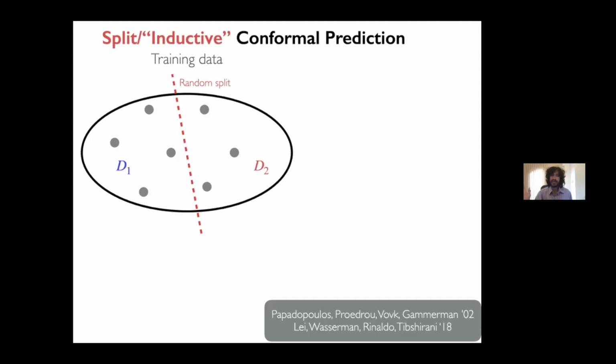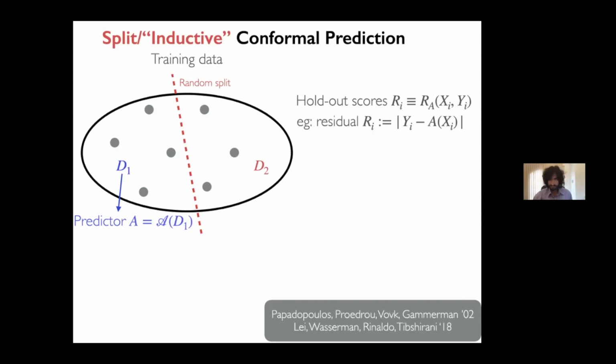You randomly split the data into two parts. They don't have to be equal in size. You call the first part D1, the second part D2. On the first part, you produce your predictor. I'm just going to call that A, our algorithm applied on D1 gives me a predictor A. Using this predictor A, I'm going to define some holdout scores. This is the usual kind of cross-validation idea. I define some score on the (xi, yi)'s that are in the set D2 using my algorithm A.